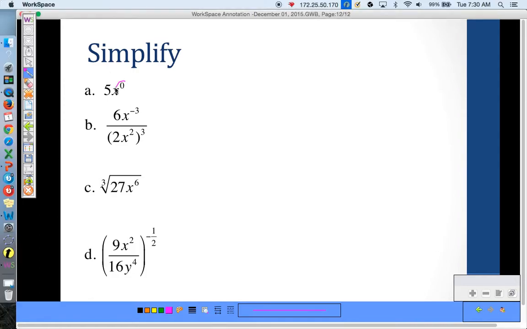And a couple more here to simplify. Well, we know anything to the 0 power is 1, so 5 times 1 is 5. Let's see, if we distribute those parentheses, we got 2 to the 3rd, x to the 6th. Okay, so now let's get rid of those negatives, so 2 to the 3rd is 8, x to the 6th, x to the 3rd. So we could reduce this down, so we have 3/4 x to the 9th.